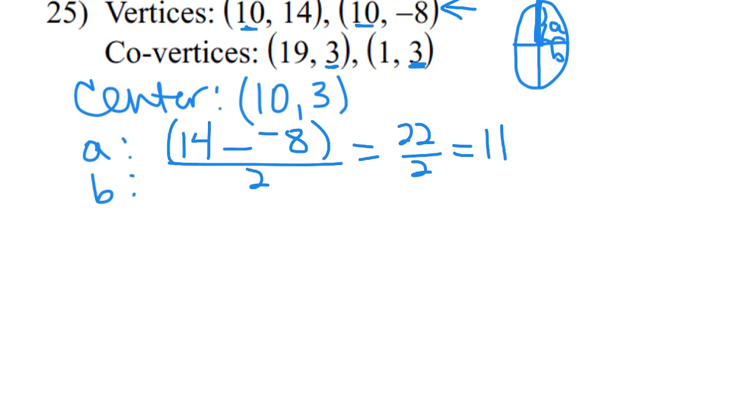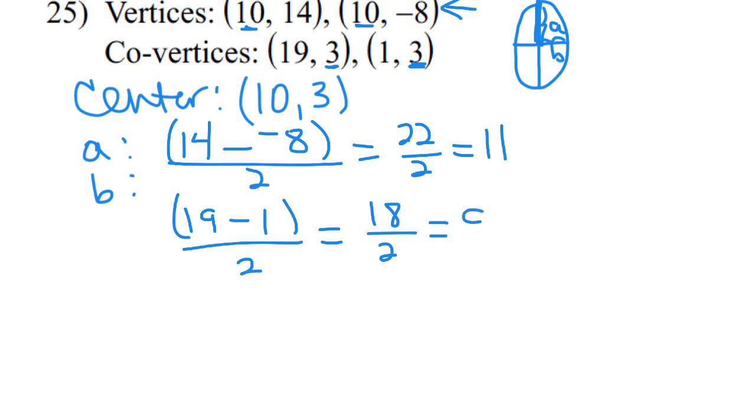In this case, I'm doing 19 minus 1 divided by 2. So 19 minus 1 is 18, divided by 2 is 9. So my value for A, this length for A right here, is going to be 11. And the length for B, this length right here, is going to be 9. And that's all I need to write my equation.